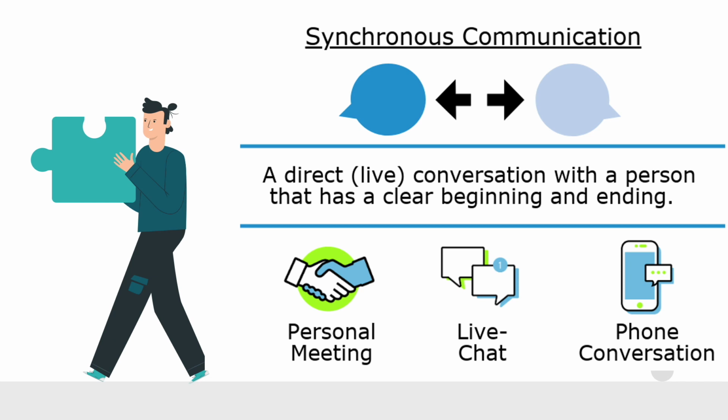And then after that we have synchronous communication. So it is live conversation with a person that has a clear beginning and ending. So it's a communication in the same time. So the example of this kind of communication is like personal meeting or live chat. It means that the message that you send to other people is directly replied by them. And then phone conversation or maybe Zoom meeting, okay? So it is called synchronous communication because there is no delayed response from the recipient. So you will directly get the feedback from them.